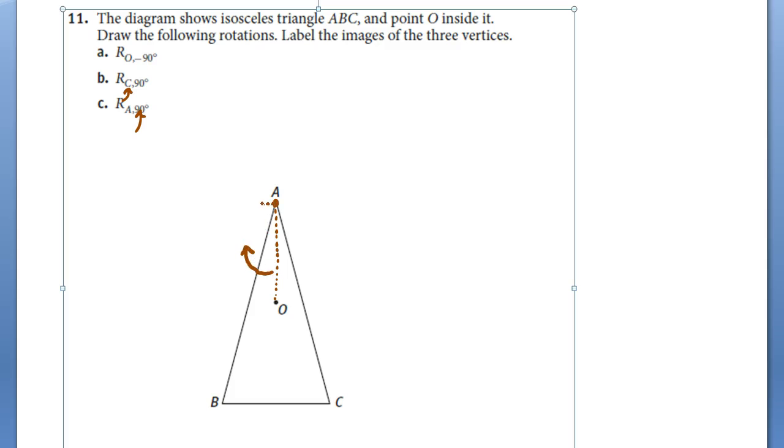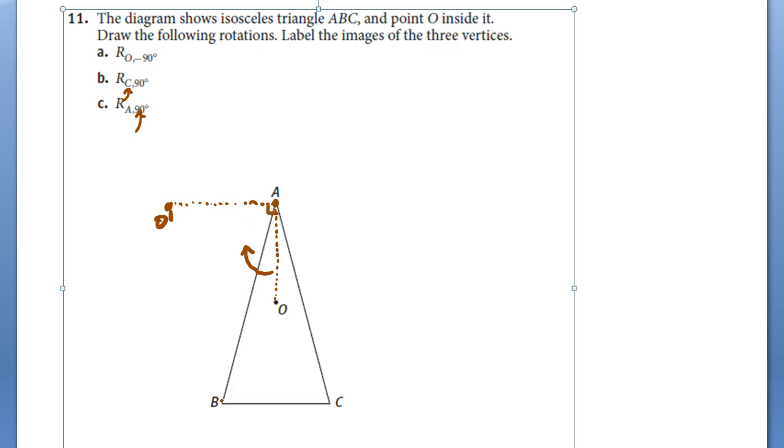So our 90-degree angle has to be there. If I swung it around this other direction, that would be a counterclockwise twist. Okay, so we come out there, equal amount. We want that to be congruent to that. And there's how we find O prime.